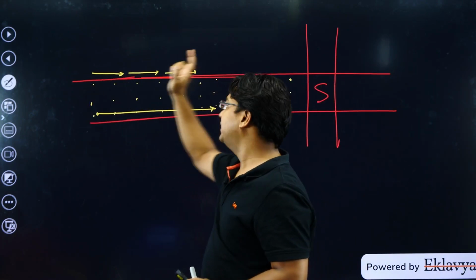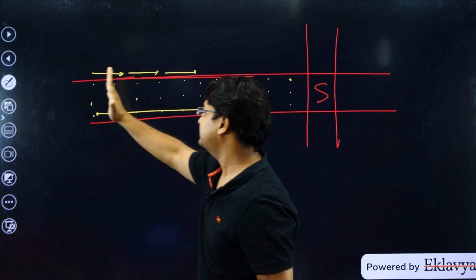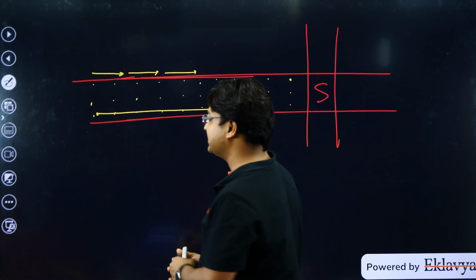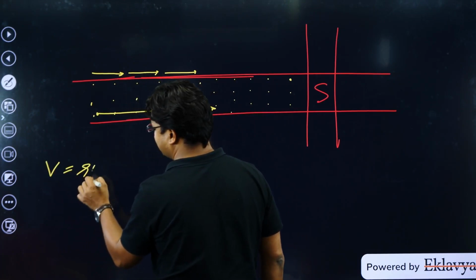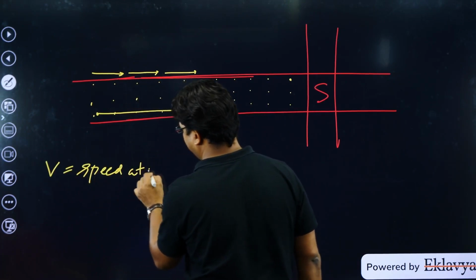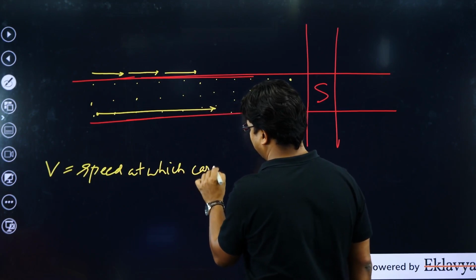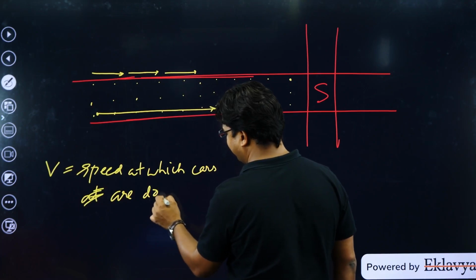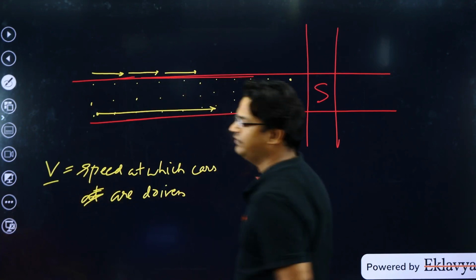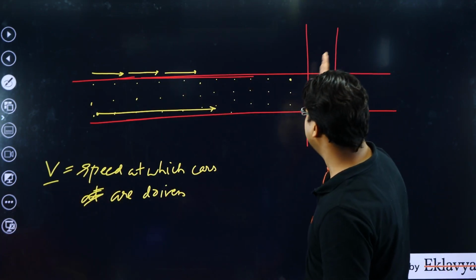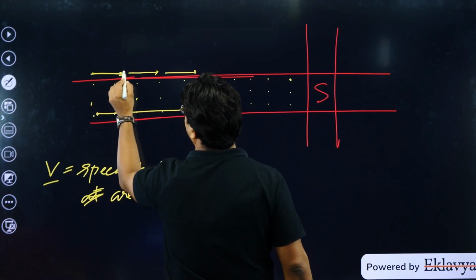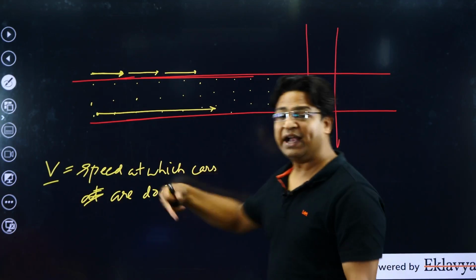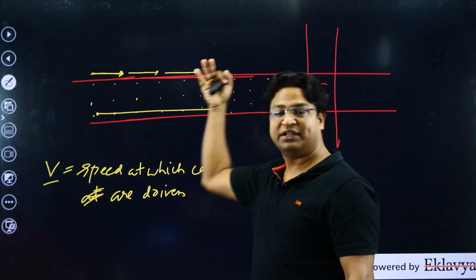Every time the signal turns green, the car moves with a constant speed. That's the assumption. That speed is not given to us. Let that speed be v. So v is the speed at which cars are driven. Whenever the car moves, it moves with a speed v, otherwise it is at rest. When the signal turns green, the car moves some distance, then it stays there. Then the signal again turns green, the car again moves, and then stays there.